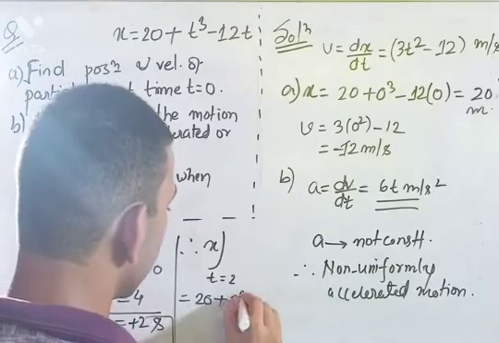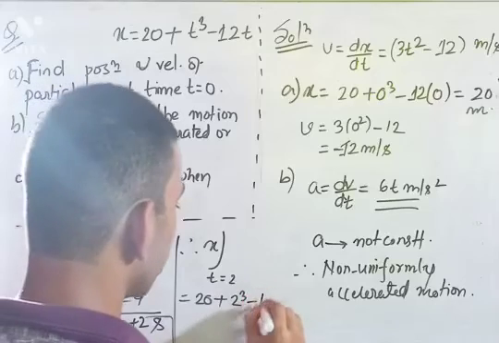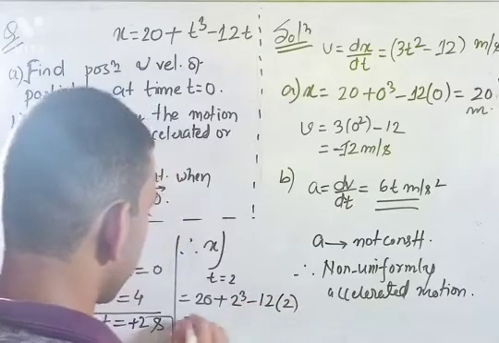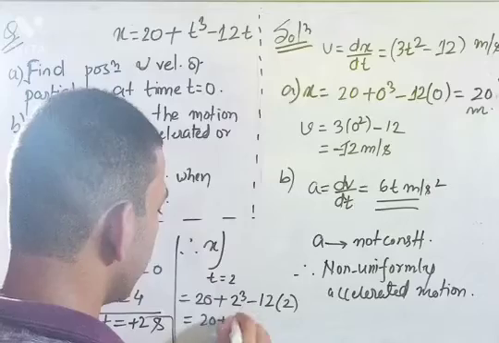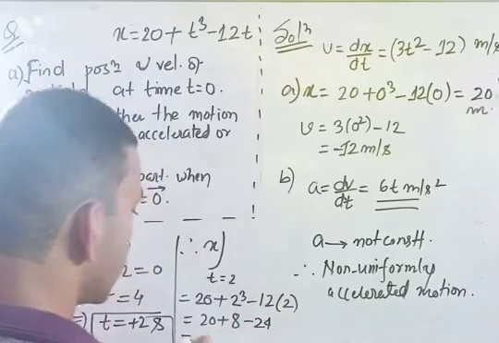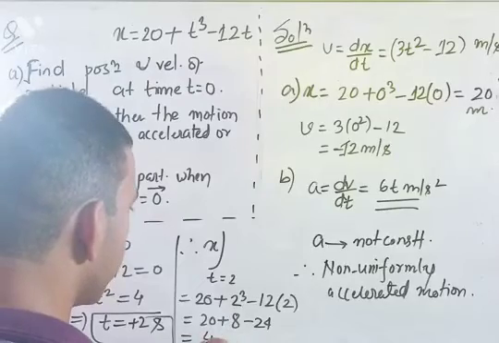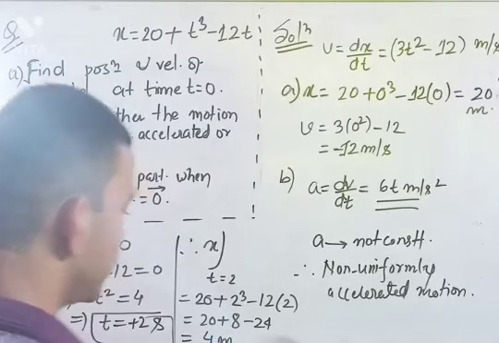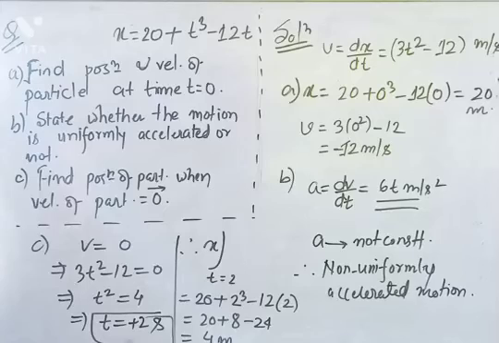x at t is equal to 2 is equal to, this is the expression to find position, 20 plus 2 cube minus 12 times 2. So we are getting 20 plus 2 cube, which is 8, minus 12 times 2, which is 24. So 28 minus 24, that is 4 meter. This is the position of the particle when the velocity of the particle becomes 0, that is at an instant t is equal to 2 seconds. Thank you.